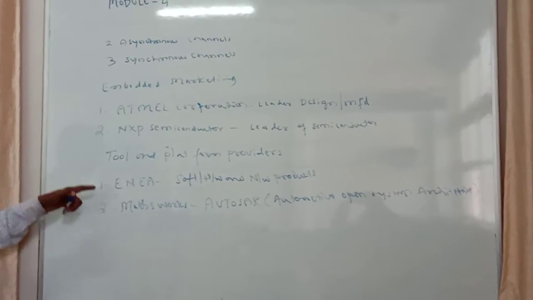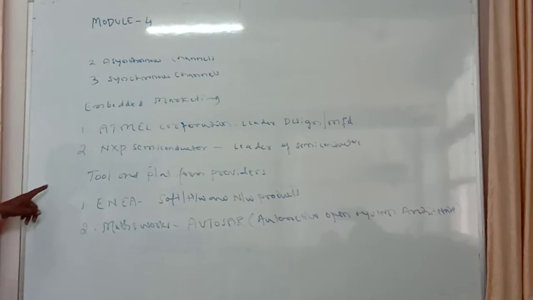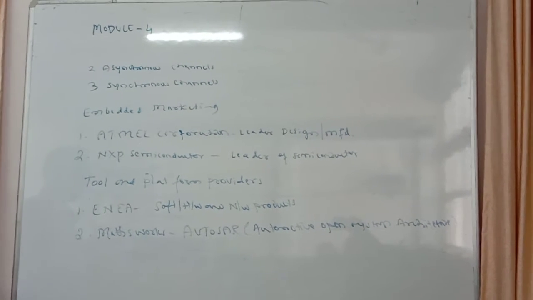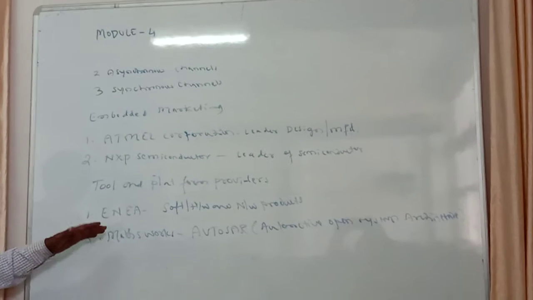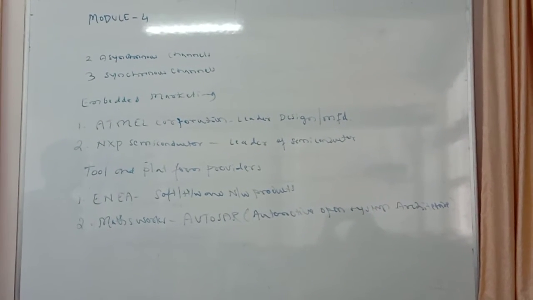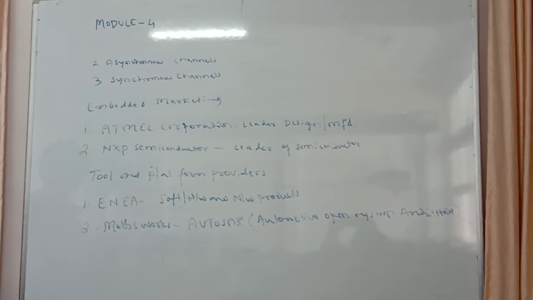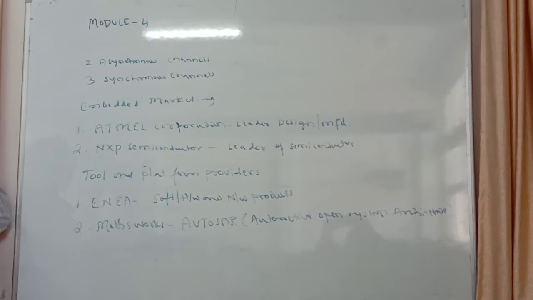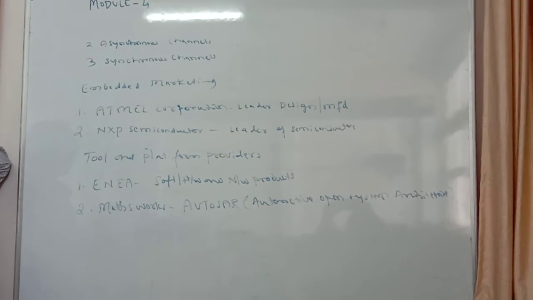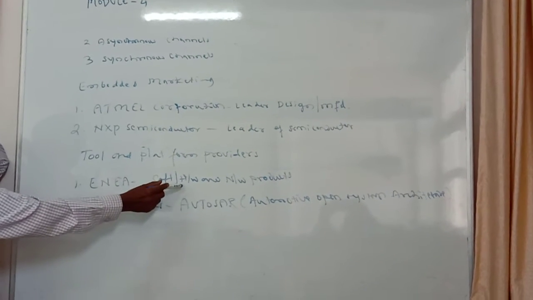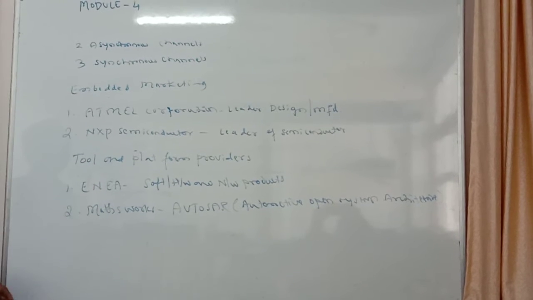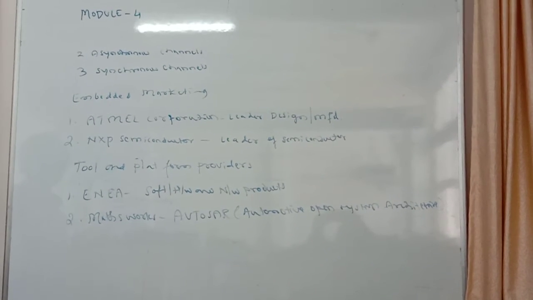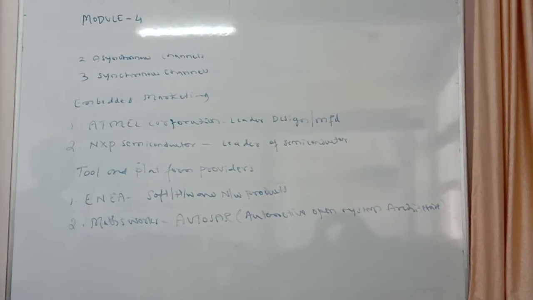And how to utilize these? Another important point we are going to discuss is tool and platform providers. Among tool and platform providers, ENEA offers software and hardware networking products. They provide tools for the purchaser, designer as well as the developer. They provide software solutions as well as hardware solutions, and they provide the architecture of these embedded as well as microcontroller devices.